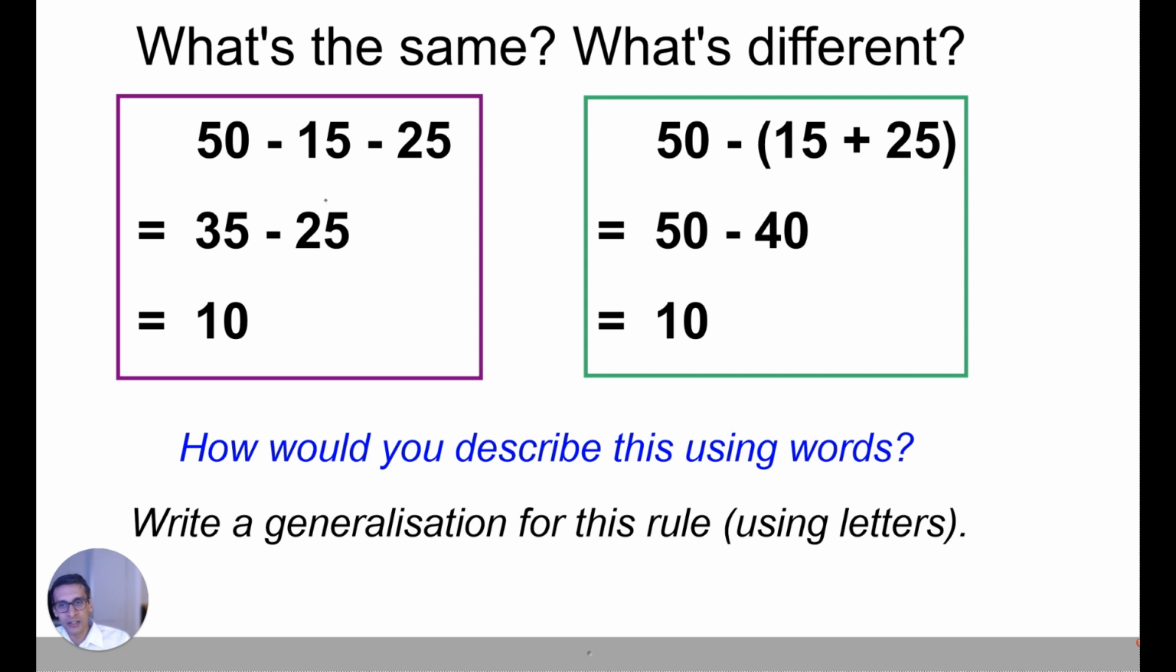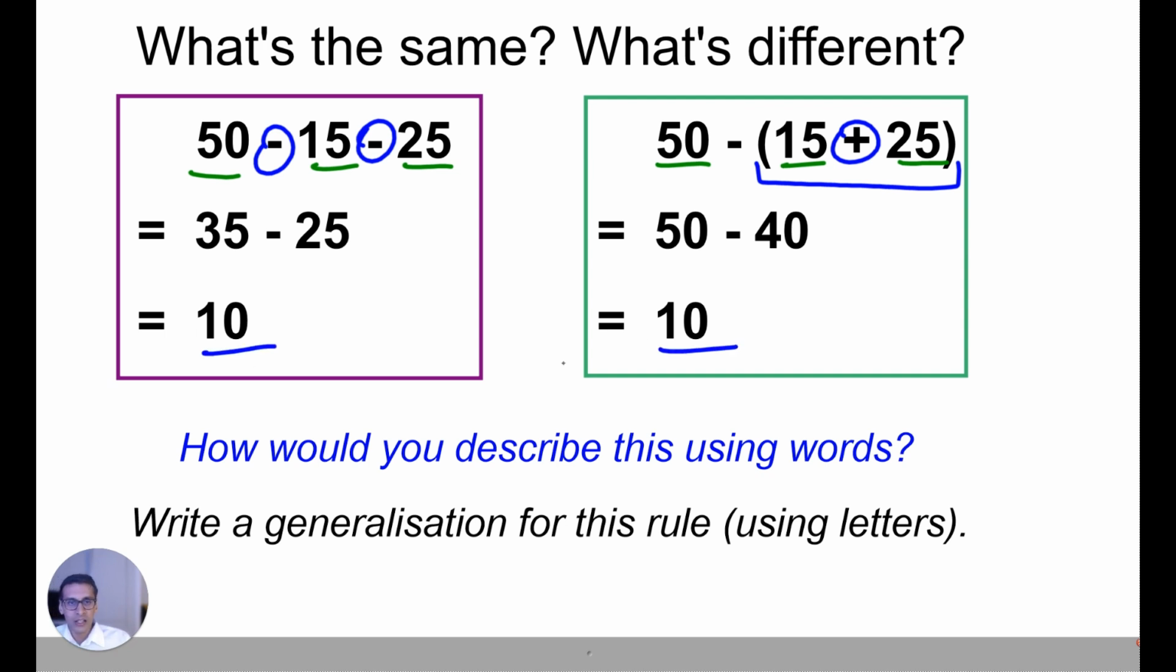So I hope you've spotted what's the same. Well, the numbers don't change at the beginning in the question. The thing that's different is we've got subtraction here, and here we've got an addition with brackets. And it's primarily the main difference. The other thing that's the same, well, the answer is the same. The thing that's different is this middle bit of the calculation.